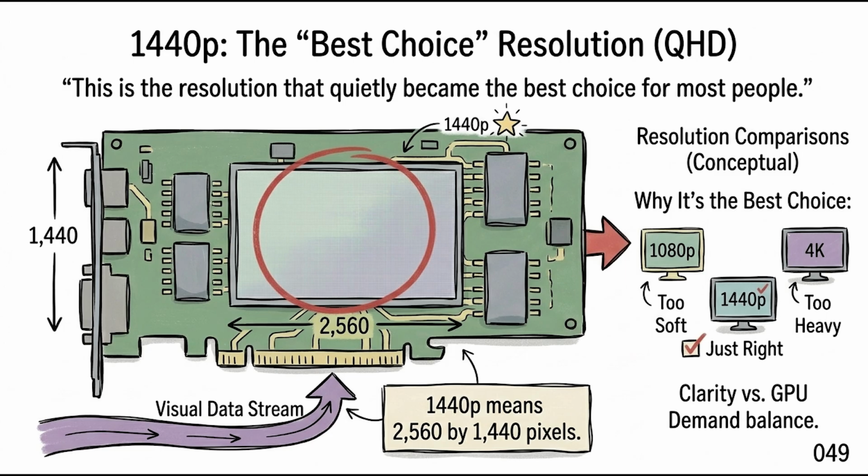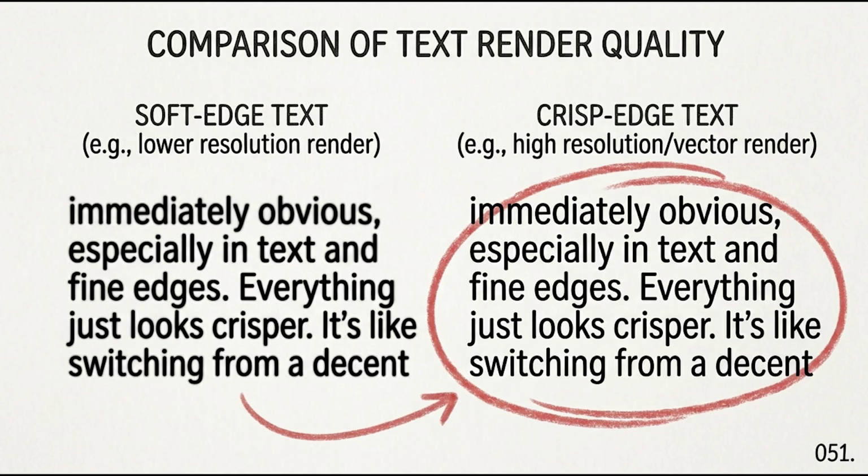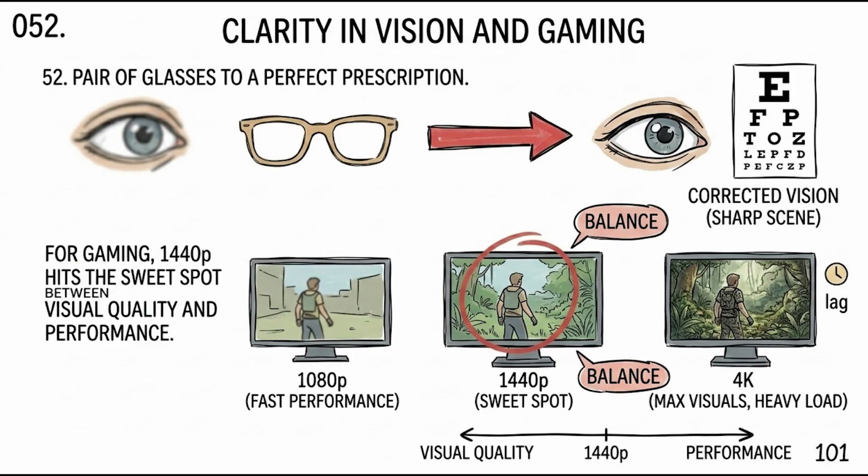1440p. This is the resolution that quietly became the best choice for most people. 1440p means 2560 by 1440 pixels. That's about 3.7 million total, roughly 78% more than 1080p. The jump in clarity is immediately obvious, especially in text and fine edges. Everything just looks crisper. It's like switching from a decent pair of glasses to a perfect prescription.